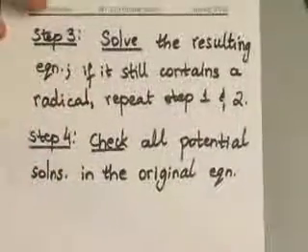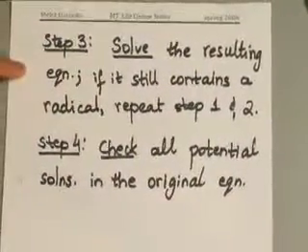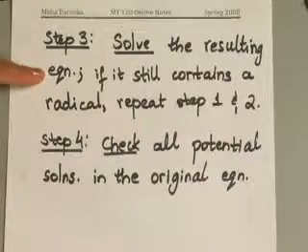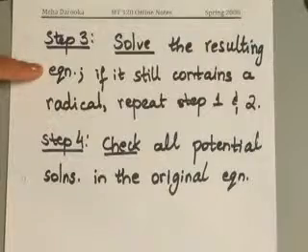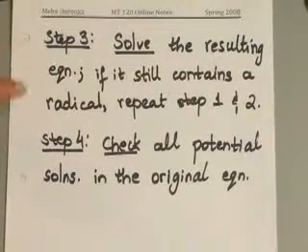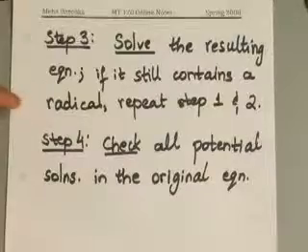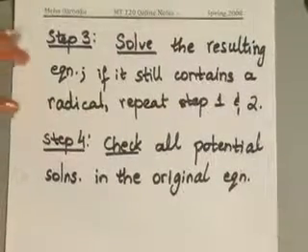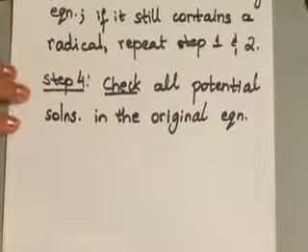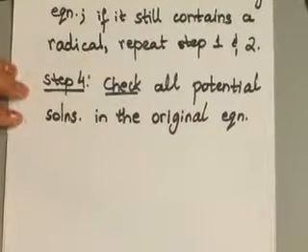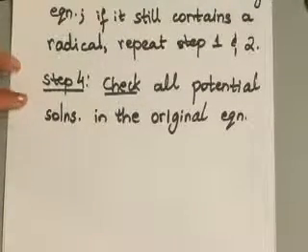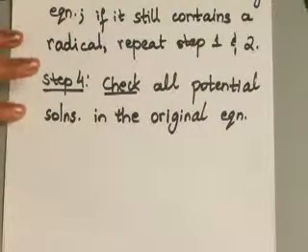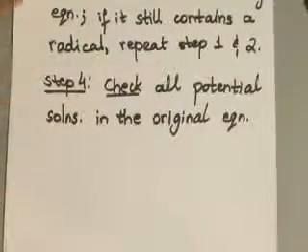Now once you do that, then of course you will go ahead and solve the resulting equation. Here is where you want to be a little bit careful. If at this point it still contains a radical, you will go back and repeat steps 1 and 2, because you want to get rid of your radicals completely. So that's what step 3 would be. And step 4 is where you check all the potential solutions in the original equation, not the new one, the original. And if some of the solutions don't work in the equation, you will go ahead and discard those.